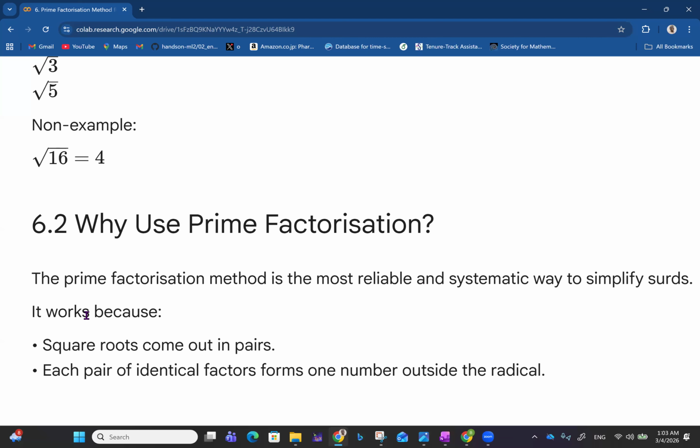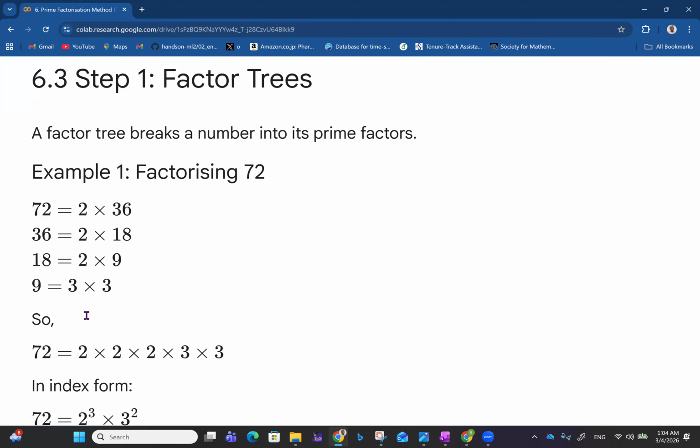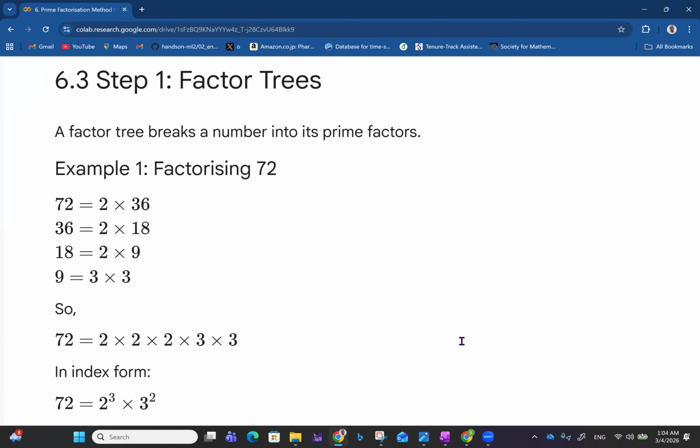It works because square roots come out in pairs. So you can see square roots coming out in pairs, and each pair of identical factors forms one number outside the radical. So that's why it actually works. We have some steps. The first step in using prime factorization is a factor tree. I've done the whole tree thing in the last video, I'm going to do it again here. A factor tree breaks a number into its prime factors.